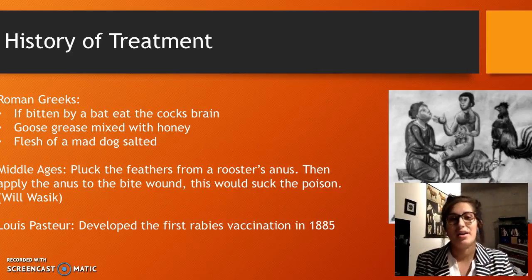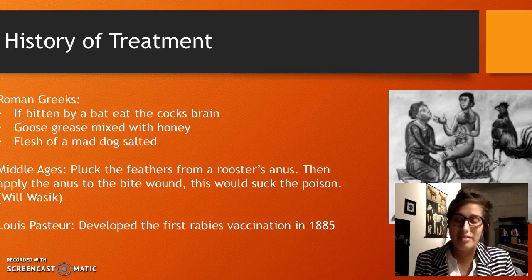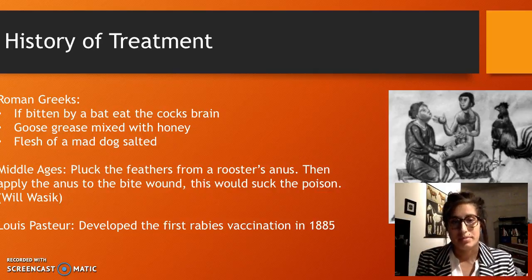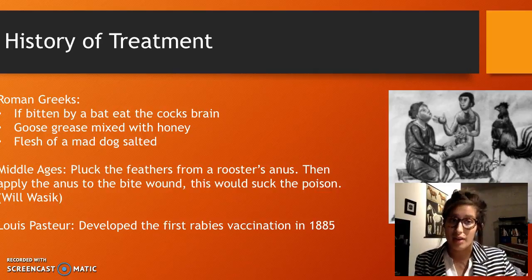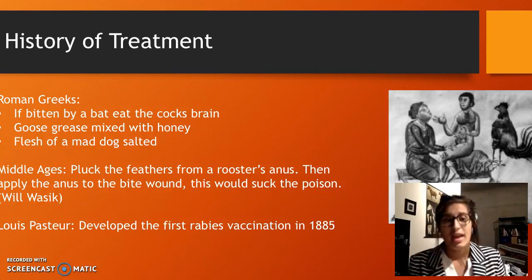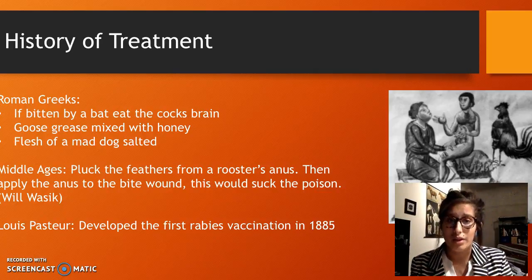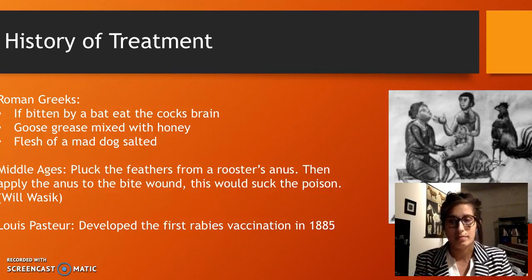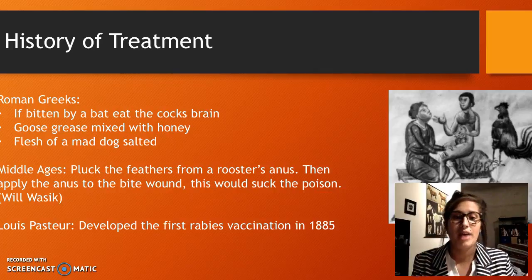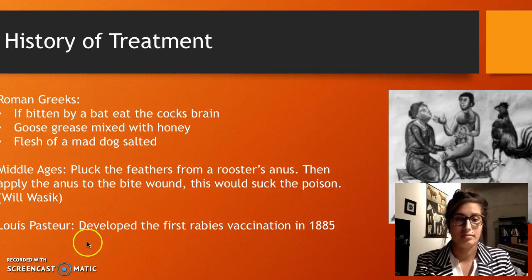The history of treatment. Now, the virus has always been around for centuries. The Roman Greeks felt that if they were bitten by a bat, they could treat themselves by eating the brain of a cock; also goose grease mixed with honey, and flesh of the mad dog with salt was a remedy. I think the funniest one that I found was plucking the feathers from a rooster's anus, applying the rooster's anus to the wound, and this would suck out the poison. Thank goodness for Louis Pasteur, who in 1885 was the first person to come up with the rabies vaccination.